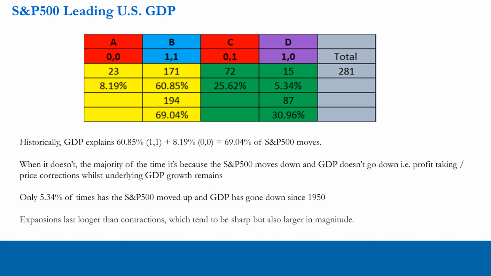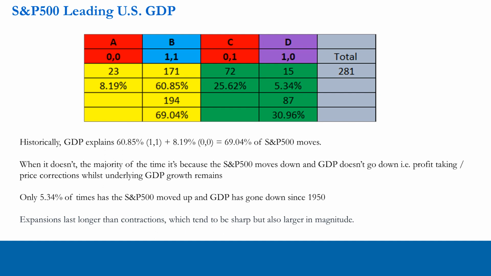How do we know this? Well, we just total these up. So if you look from left to right, in the 0-0 situation, this happens 23 times out of 281 quarters. That's our total data set, 281 quarters. The 1-1 situation happens 171 times. So in the significant majority, 171 times out of 281 cases.